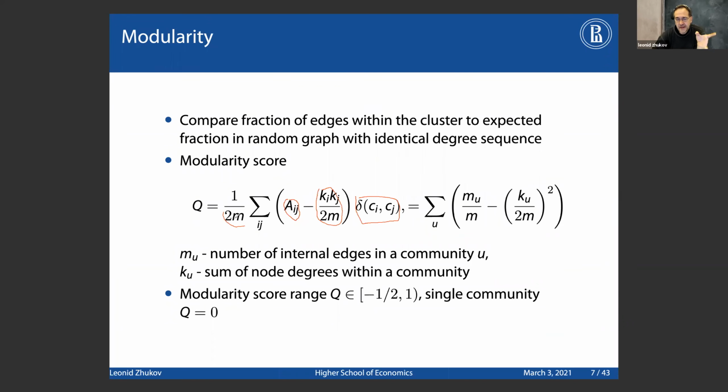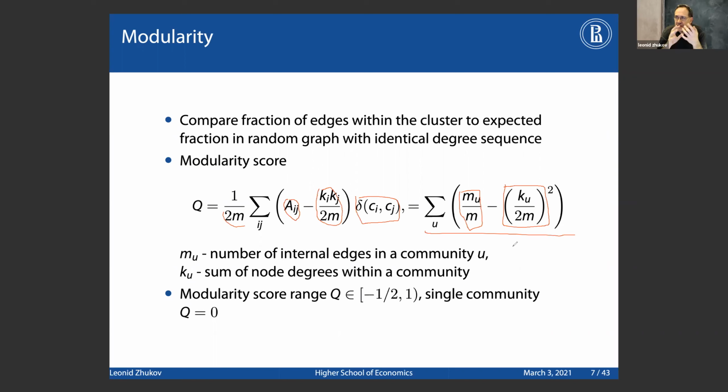Now, you can actually rewrite this formula in the following way. This is a ratio of the number of internal edges to the total number of edges in the graph. So that reminds you of density, but it is also normalized, or you contrast it against what you would have if the graph was random. And that's computed as the sum of node degrees within the community divided again by twice the number of edges.